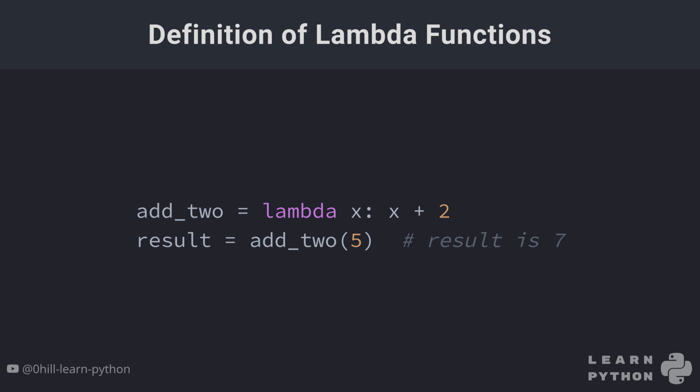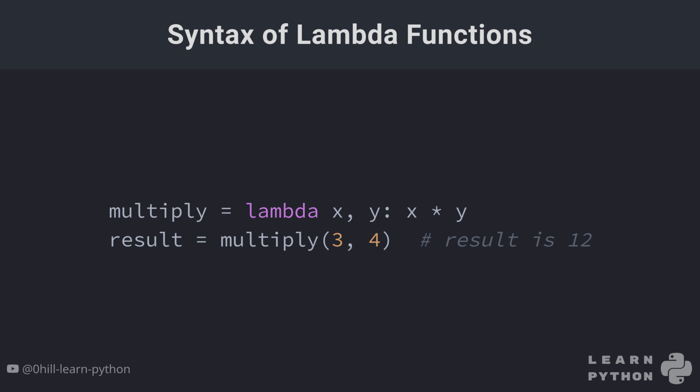Example: add2 = lambda x: x + 2. The syntax for defining a lambda function in Python consists of the keyword lambda, followed by a list of arguments, a colon, and a single expression. The structure is as follows: lambda arguments: expression.